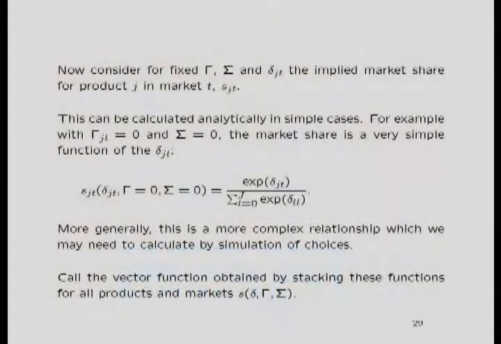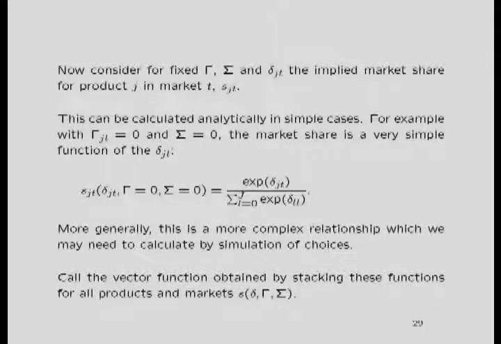So if I tell you gamma and sigma, you can draw the eta I's. I tell you what delta JT is, so you know the systematic part of the utility. You can just simulate the unobserved parts of the utility, and you can figure out what the market share is for a particular choice in a particular market. And so the implication is that you can write the market share for a particular product as a function of these three objects, delta JT, gamma, and sigma.